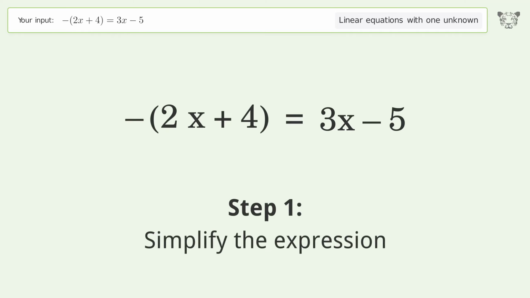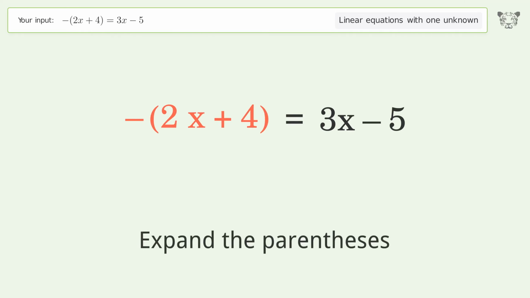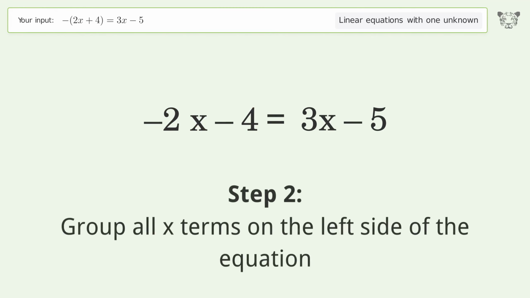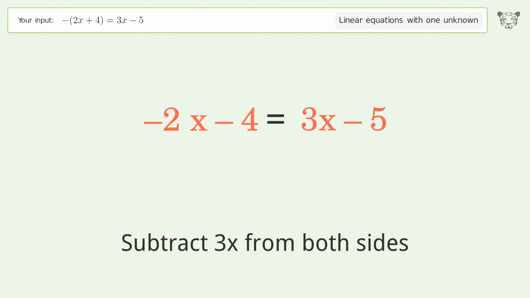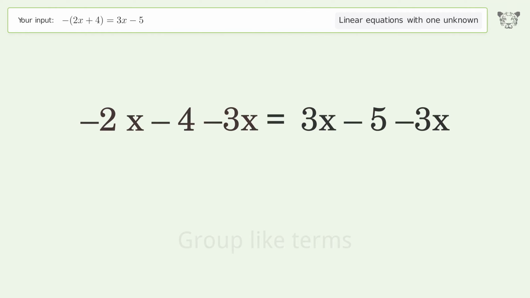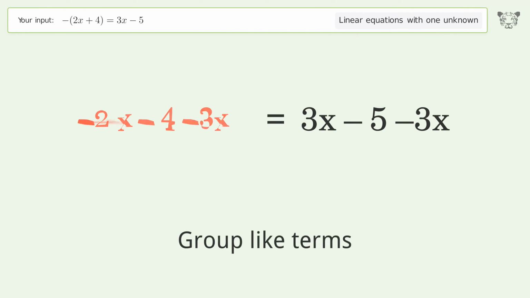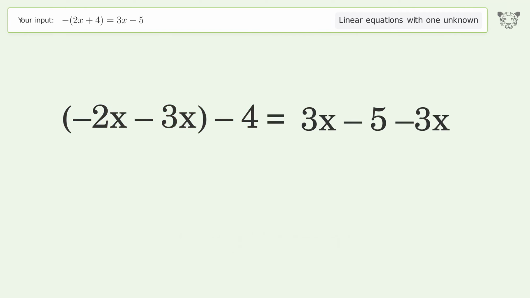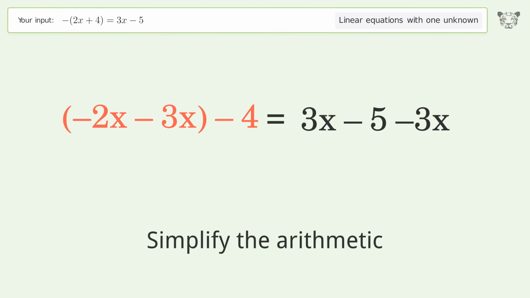Simplify the expression. Expand the parentheses. Group all x terms on the left side of the equation. Subtract 3x from both sides. Group like terms. Simplify the arithmetic.